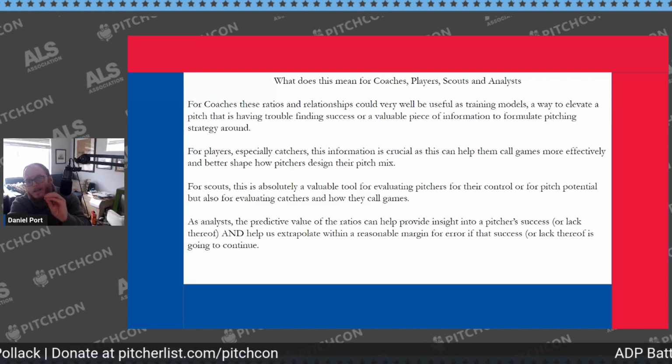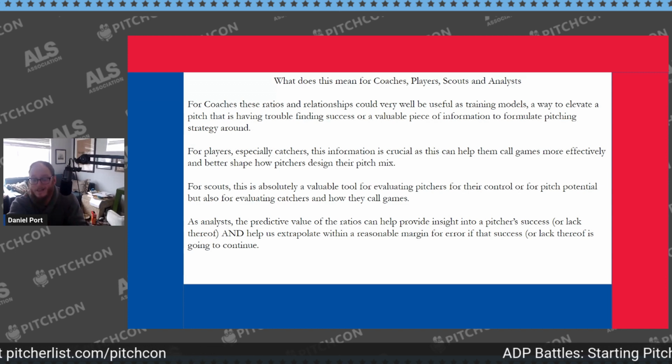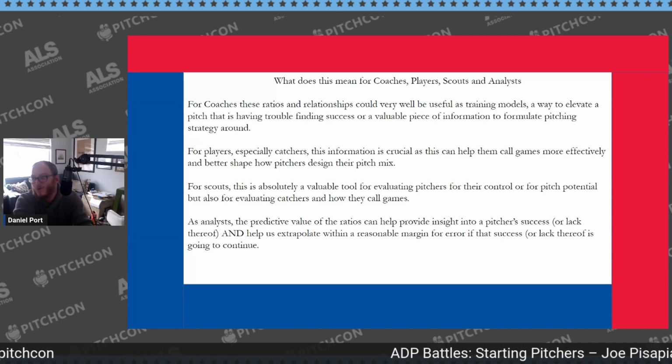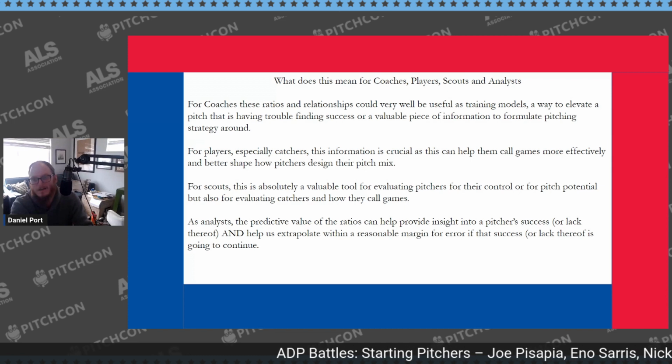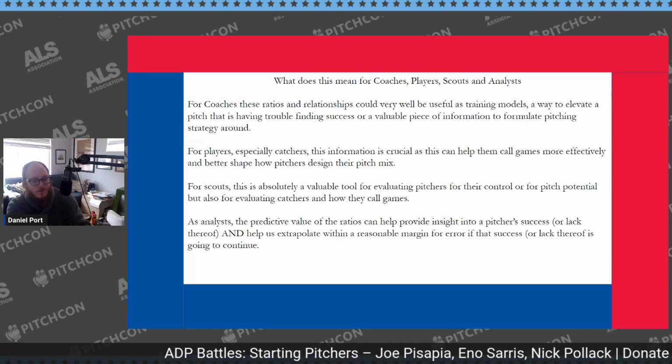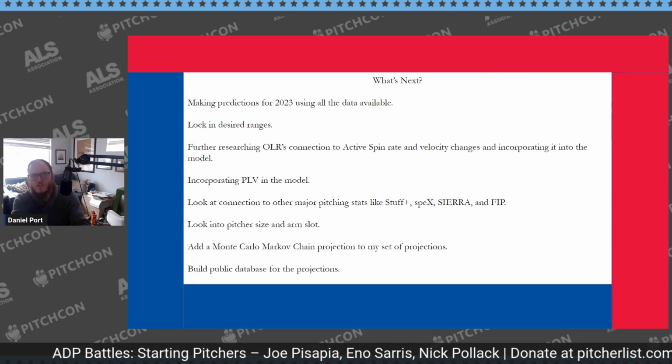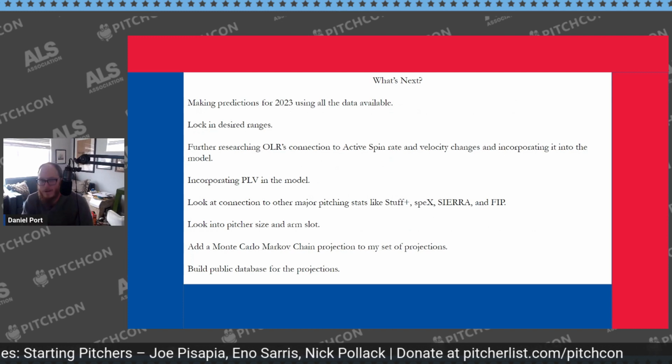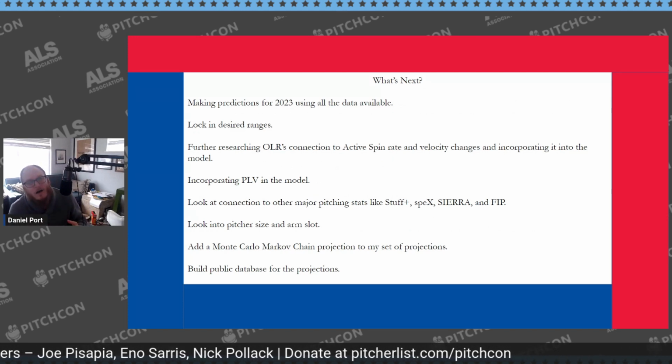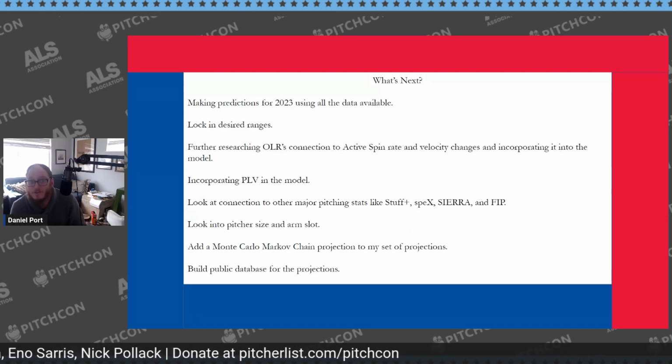So I think there's a lot of really great uses for this stat, and I think going through these projections has only reinforced that beyond just the model and its results from last year. So what's next? Just to wrap things up here real quick, and I'll take questions. What's next? I'm going to make predictions again for 2023.